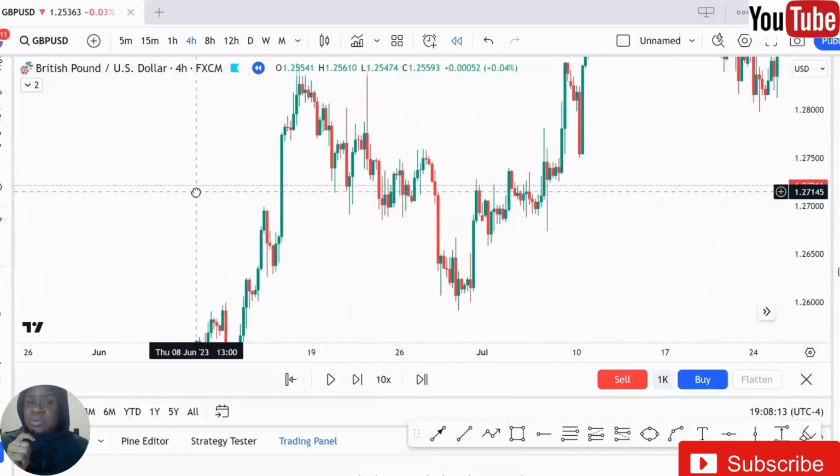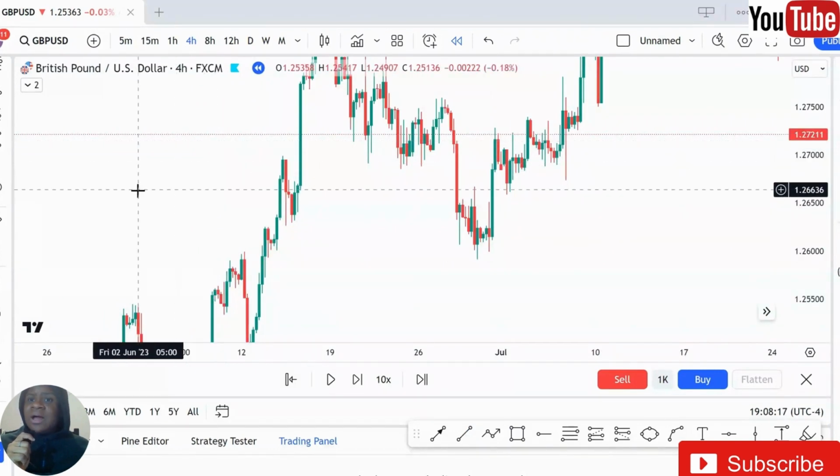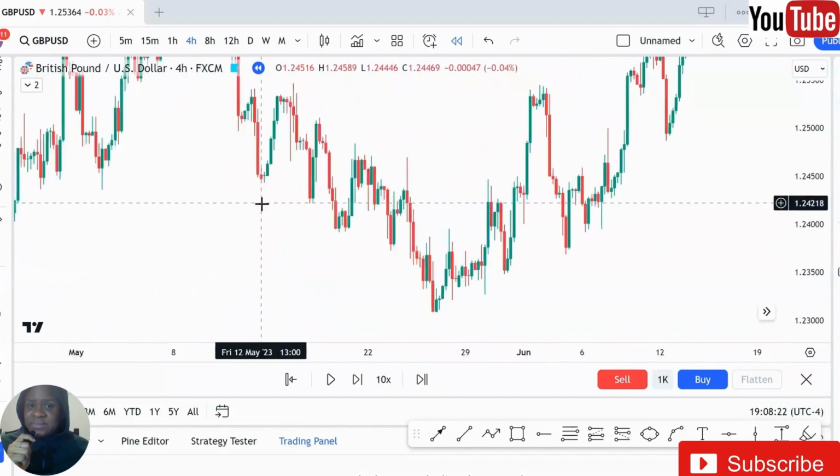You can even go as low as 15 minutes. You can go as low as 1 hour. If I go to a 1 hour time frame, I would still find the same thing.